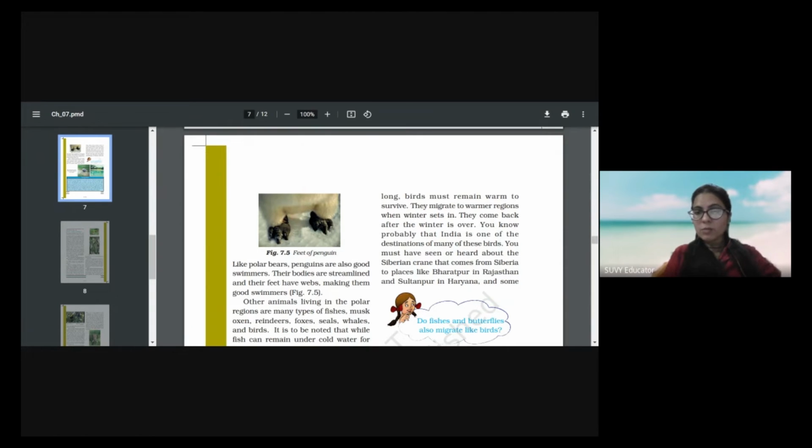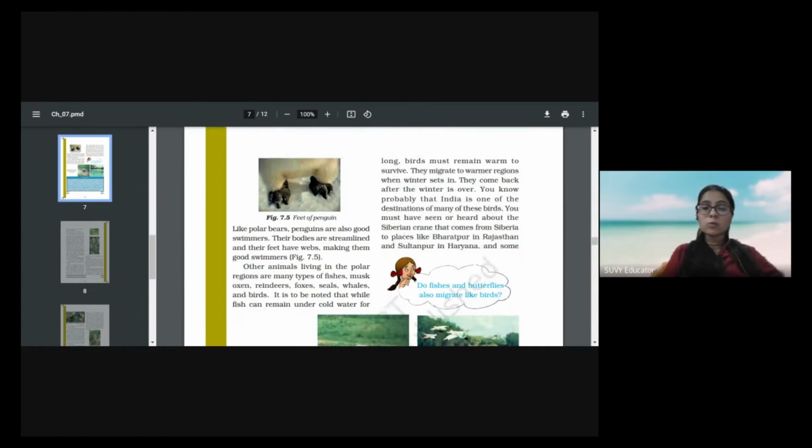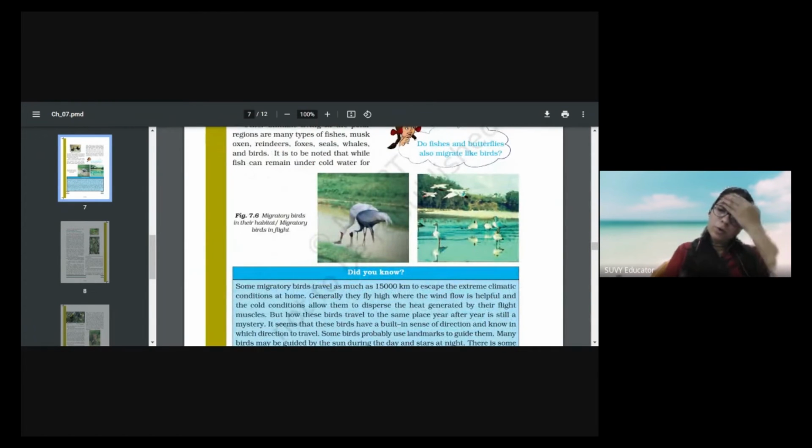A very famous migratory bird is the Siberian crane that comes from Siberia to Bharatpur in Rajasthan, because Bharatpur in Rajasthan is a hot region and the climate there is very warm, and in Siberia, when the climate becomes too cold, they migrate to a place which protects them from it.